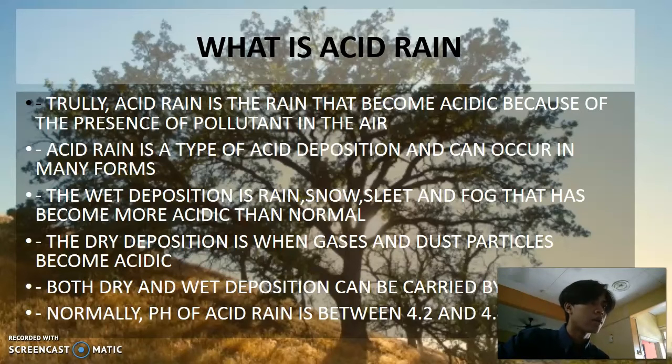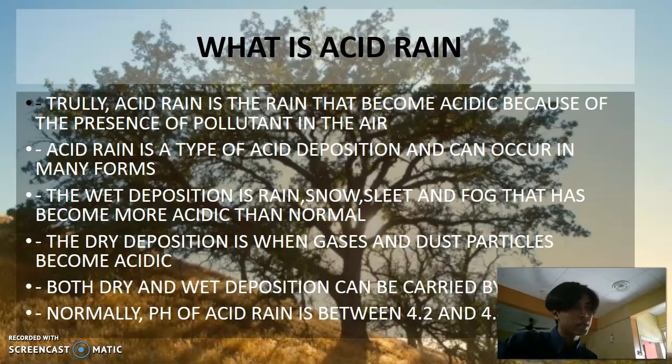Acid rain is a type of acid deposition and can occur in many forms. There are two types of acid deposition, which are wet and dry. Wet deposition is rain, snow, sleet and fog that has become more acidic than normal, while dry deposition is when gases and dust particles become acidic. Both dry and wet deposition can be carried by wind.